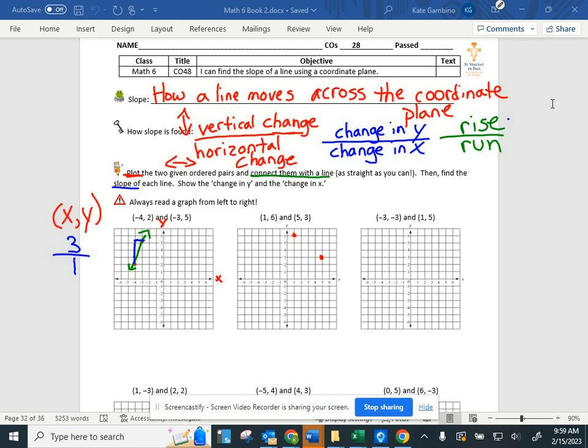Then we have to do step 2 and connect. So I'm going to go a little bit over each dot, and I'm going to put my arrows because it's a line, not a segment. So I want to show that it's going to keep going on.